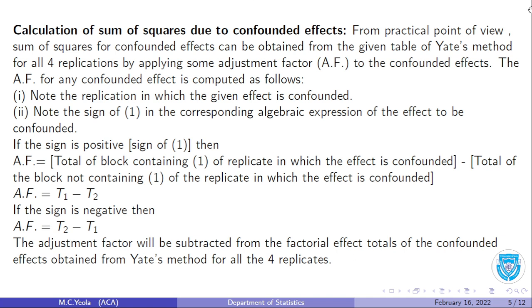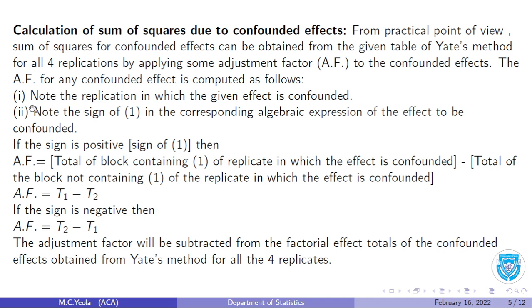From the practical point of view, the sum of squares for confounded effects can be obtained from the given table of the Yates method. So how to obtain that? For all 4 replications, we apply some adjustment factor to the confounded effects. The adjustment factor for any confounded effect is computed as follows. Okay, so how to get that adjustment factor, that we will see.